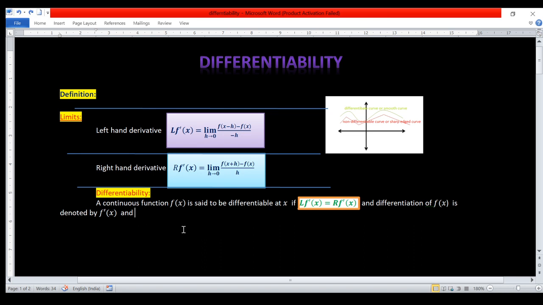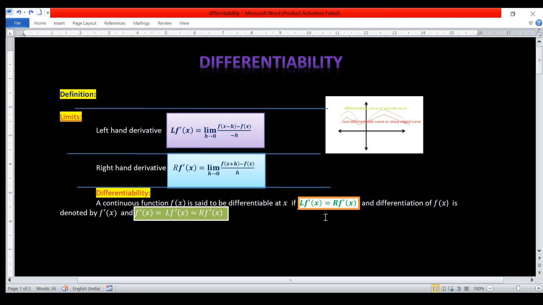And the derivative of f of x is denoted by f dash of x, and f dash of x is nothing but either L f dash of x or R f dash of x. Of course, only in the case where the left hand derivative is equal to the right hand derivative will we say the function is differentiable. That's why we can say either L f dash of x or R f dash of x.